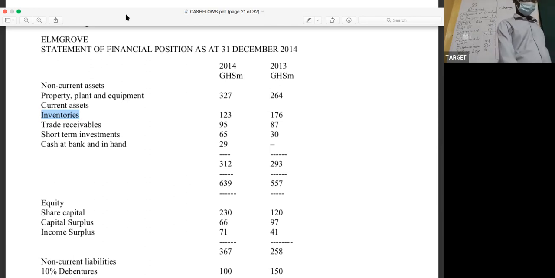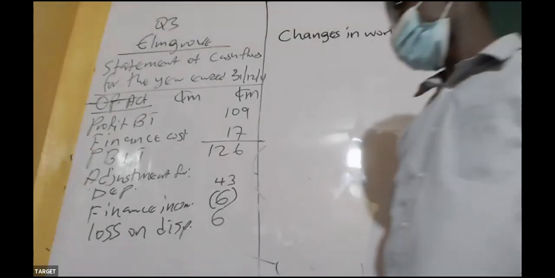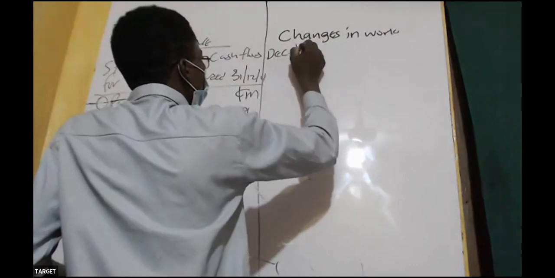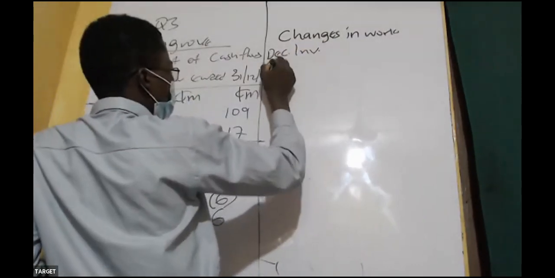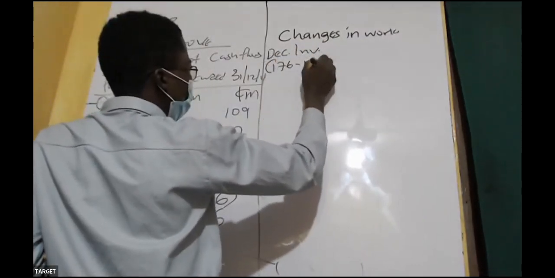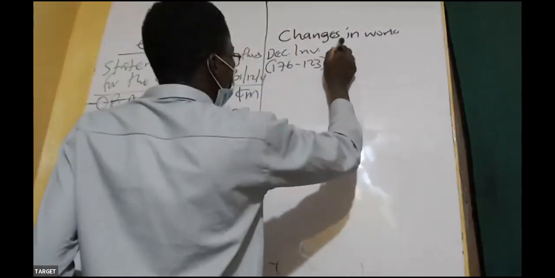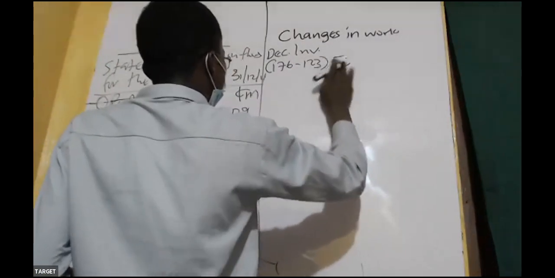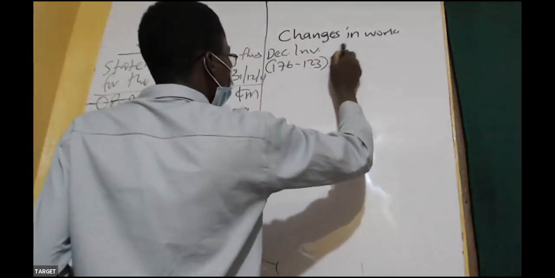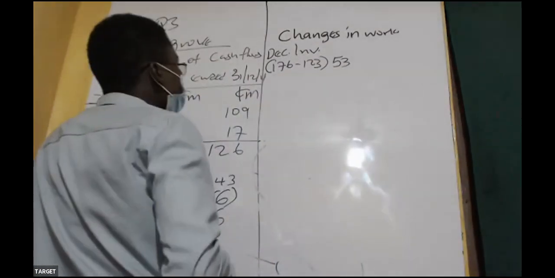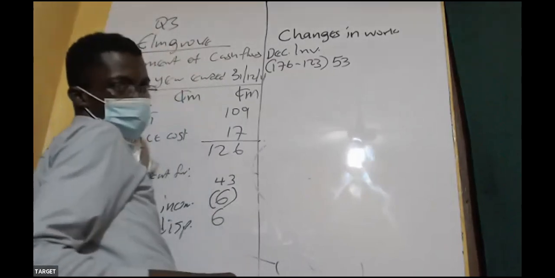So we find the difference. 176 minus 123. Third examiner, decrease in inventory. Open the bracket, 176 minus 123. Answer, 53. So 53. That one should come under the first currency.